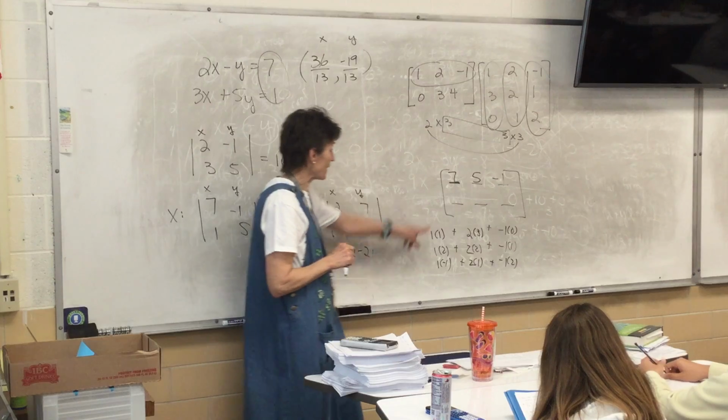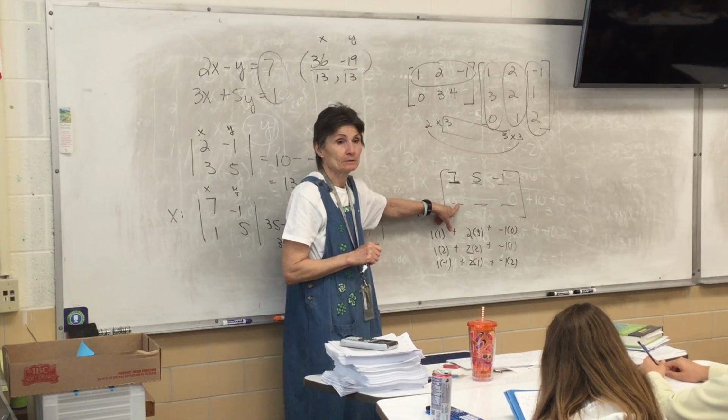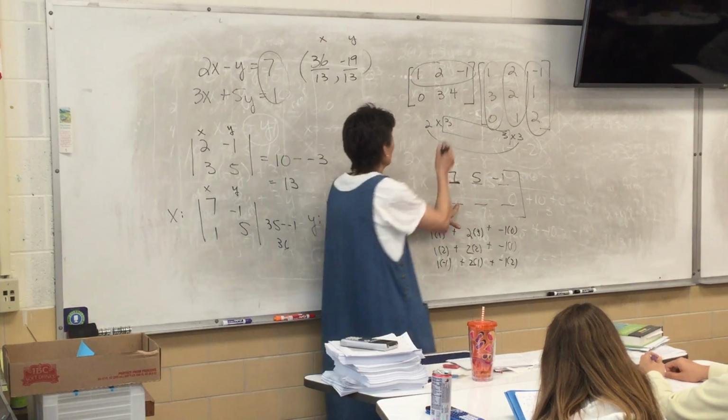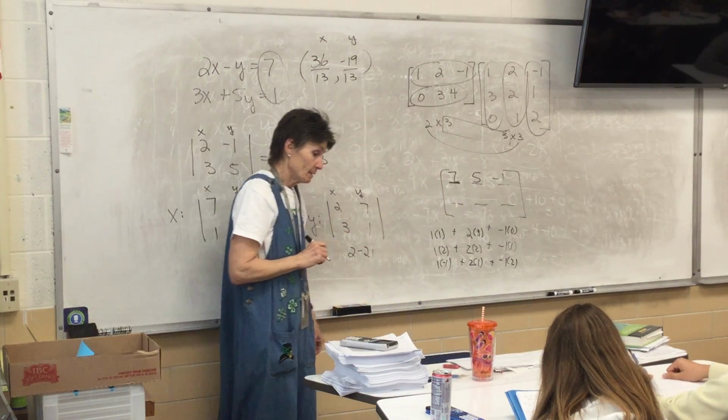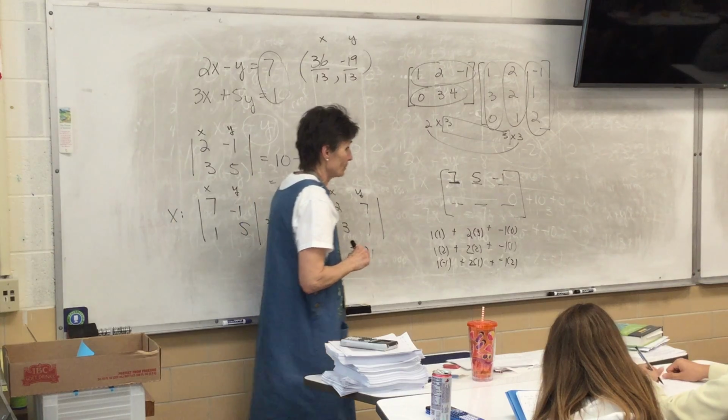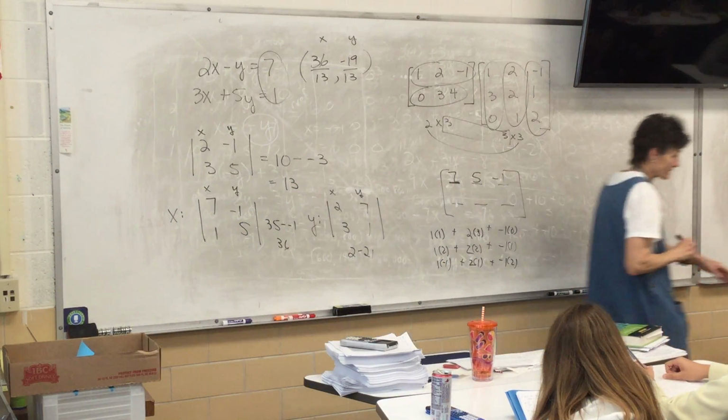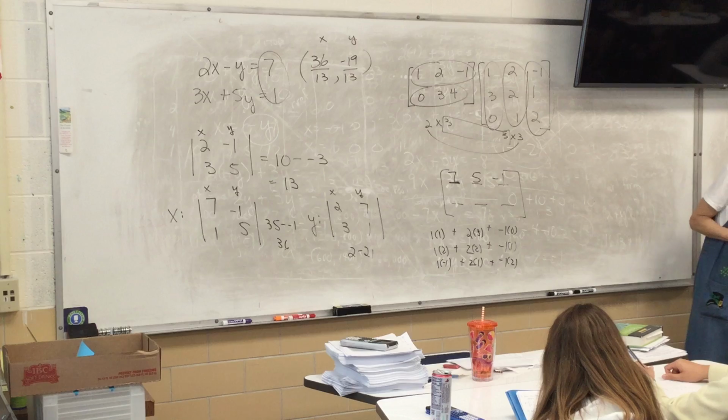Now what? Now I'm down here. So now what am I going to do? Same thing, only I'm going to use this set of numbers. Okay, go ahead. Do it. You need to be able to do this on your own. See if you can find that second row of numbers.